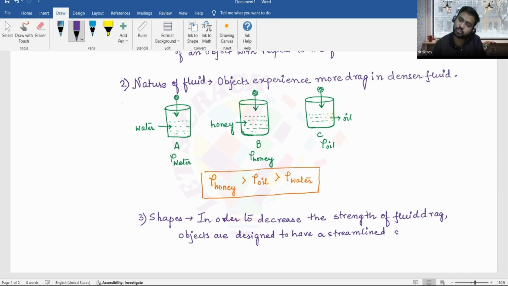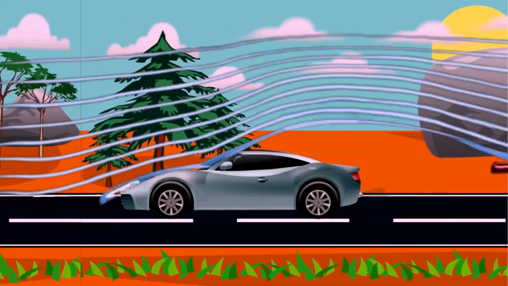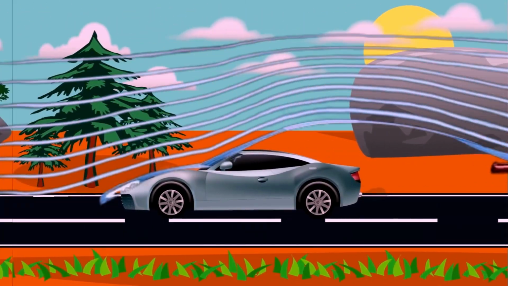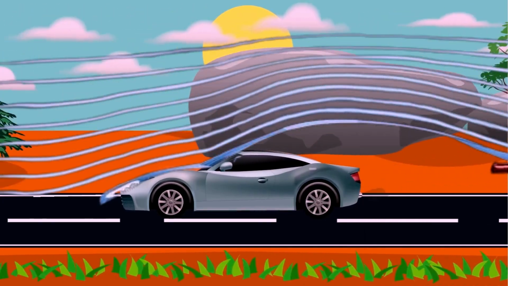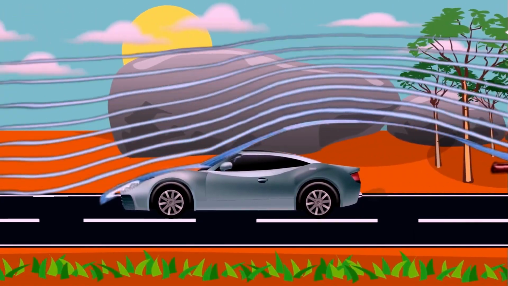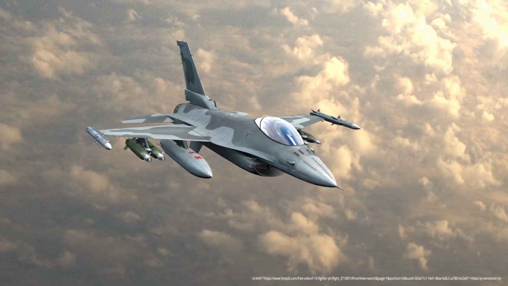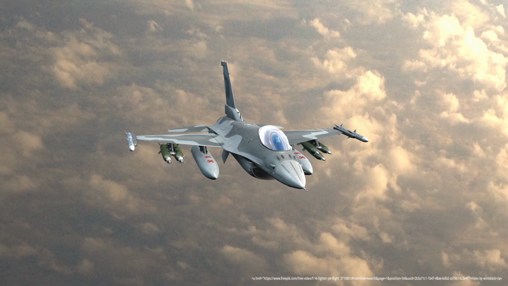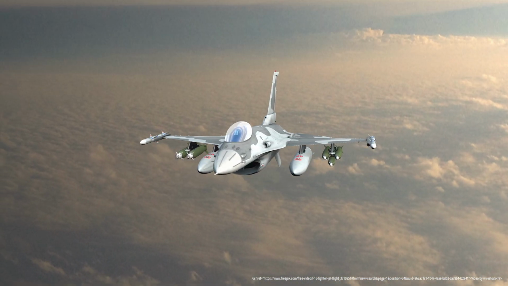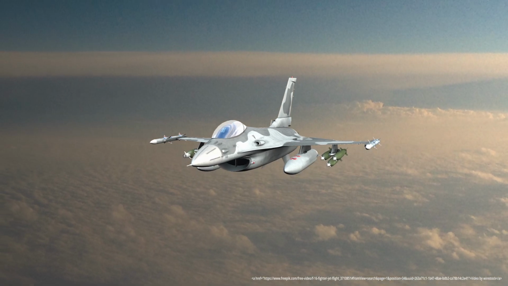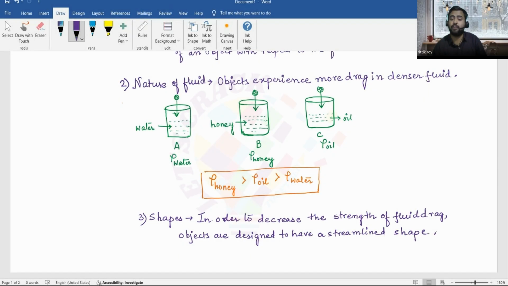To have a streamlined shape. Okay, that's why, in order to decrease the fluid drag, the objects are always streamlined, be it the wings of a bird or the shape of aeroplanes. They are always streamlined in order to decrease the drag force, that is the frictional force applied by the air on the surface of the object.